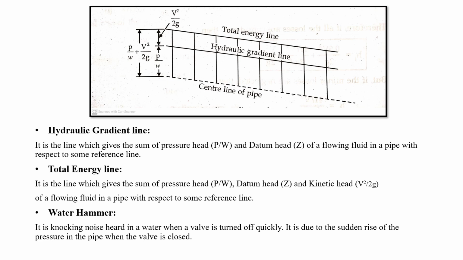In the figure we have taken the reference line as the center line of the pipe, whereas the total energy line gives the sum of pressure head p/w plus datum head z and kinetic head v²/2g of a flowing fluid in a pipe with respect to some reference line. Another important term is water hammer. What is water hammer? It is a knocking noise heard in water when a valve is turned off suddenly. It is due to the sudden rise of pressure in the pipe when the valve is closed.